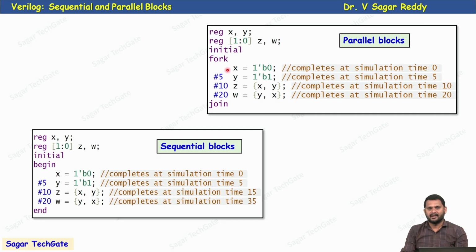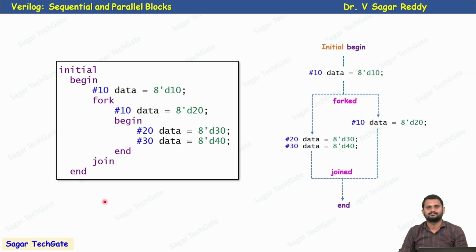So now it completes at 5 simulation time, it completes at 10 simulation time, it completes at 20 simulation time. Whereas in the sequential block, it completes this assignment, and after that we go to the next statement. Now it required 5 simulation time, then it completes. After that we go to this, and to complete this we require 15 simulation time, 5 plus 10. After completion of execution, we go to this statement. Clear? So it required 35 simulation time to complete this. Just one after another, whereas here all will execute concurrently.